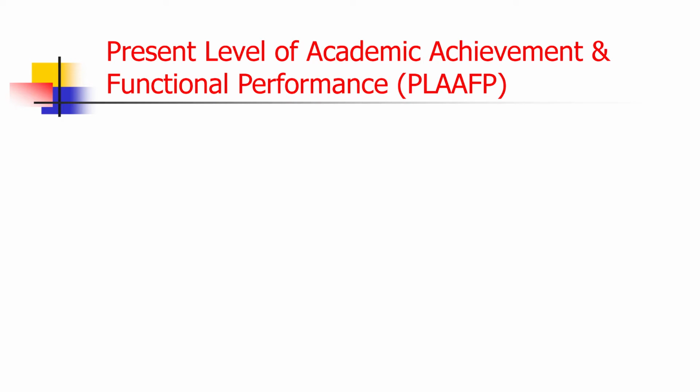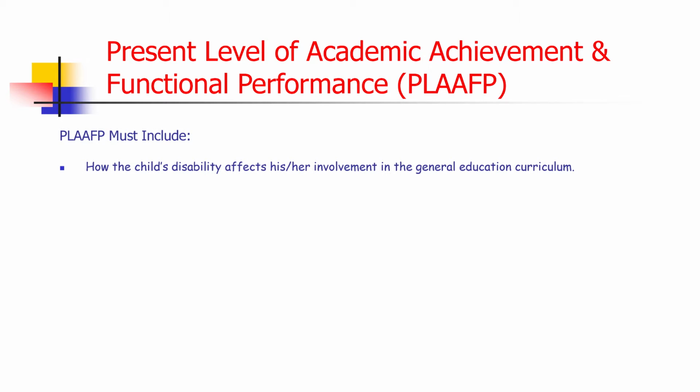So there's many sections that come under the present level of academic achievement and functional performance. They include how the child's disability affects his or her involvement in the general education curriculum. Remember, this is the whole reason your child is on an IEP. IDEA was enacted in order to allow your child to progress in the general education curriculum. So this section of the present level really needs to describe why your child is on an IEP.